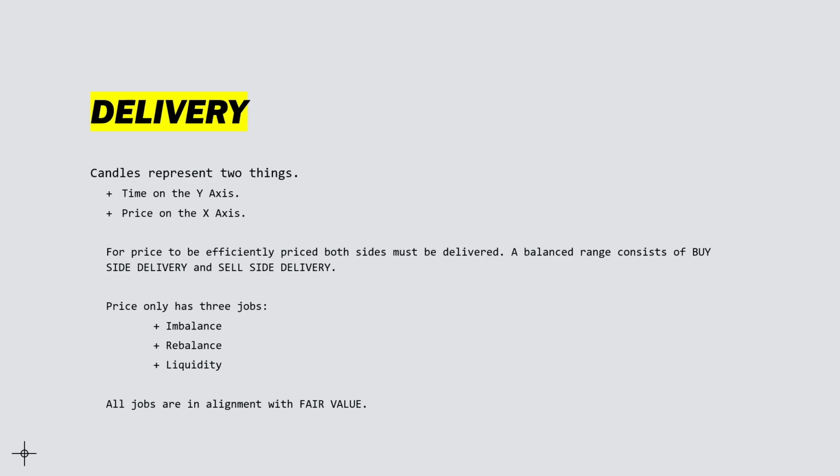So for price to be efficiently priced, both sides must be delivered. Okay? A balanced range consists of buy-side delivery and sell-side delivery. That is a gem. Do not let that get over your head. Price only has three jobs: imbalance, rebalance, liquidity. All jobs are in alignment with fair value. Okay?